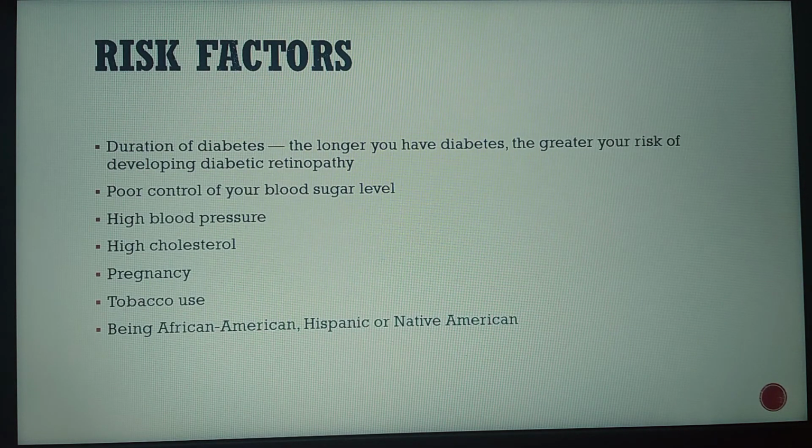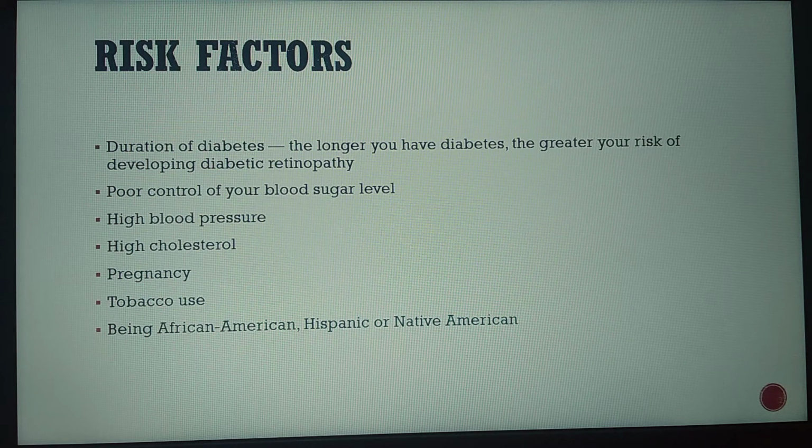Anyone who has diabetes can develop diabetic retinopathy. The risk of developing the eye condition can increase as a result of duration of diabetes. The longer you have diabetes, the greater your risk. Other risk factors include poor control of your blood sugar level, high blood pressure, high cholesterol, pregnancy, tobacco use, and being African American, Hispanic, or Native American.